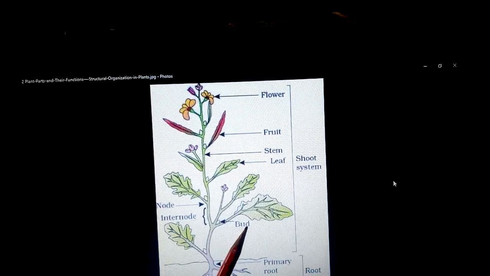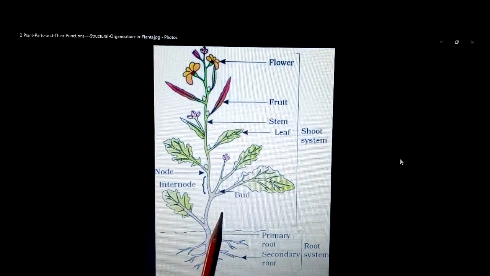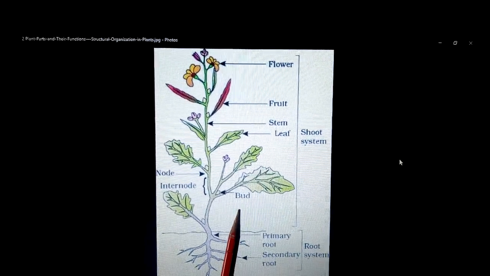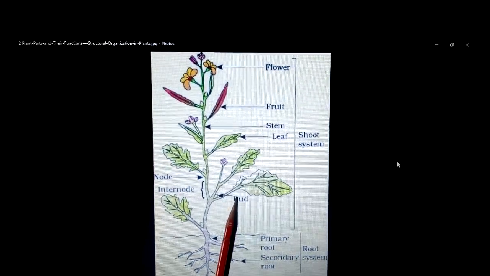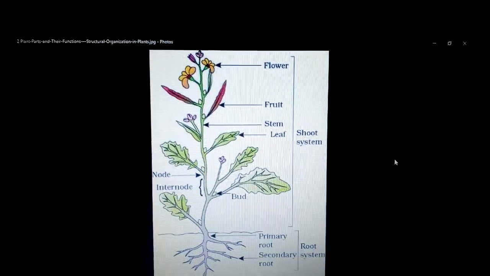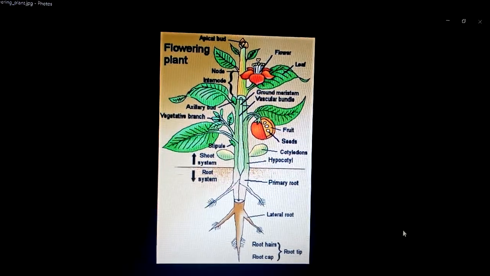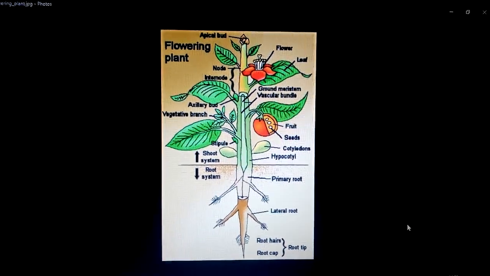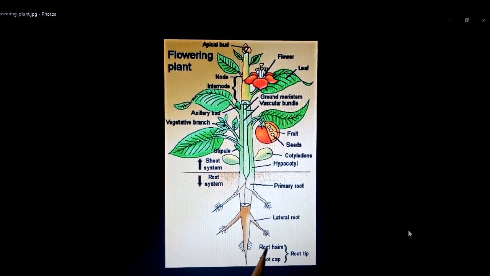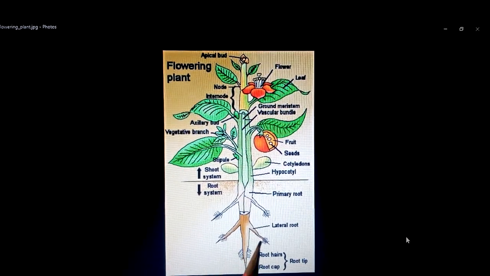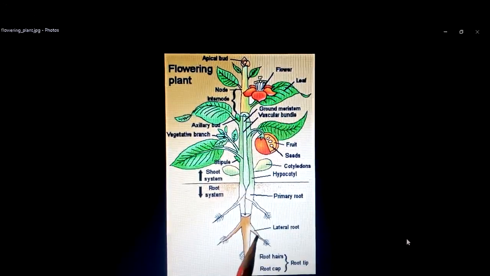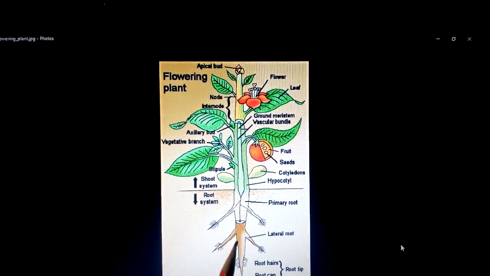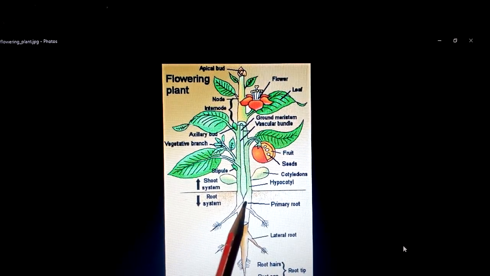Next one is the bud. We already discussed the bud: before a flower blooms, we first get the bud. Now let us make it very specific and clear by looking at the picture. Lateral roots: in that picture it is not shown, but in this picture this is known as lateral roots, and this is the primary root, and they start from the primary root.